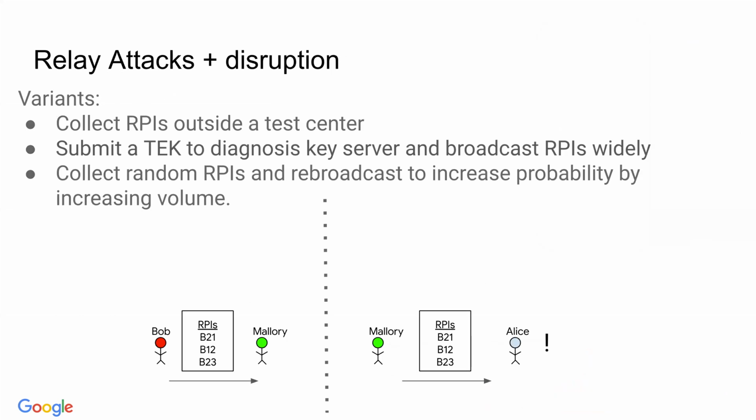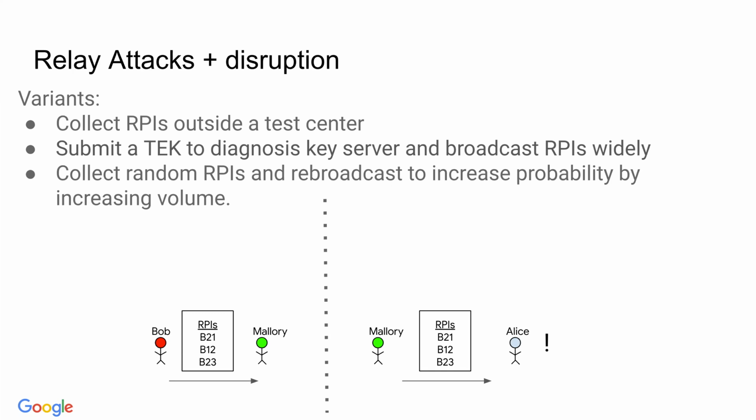All right, the next class of attacks that I want to talk about is relay attacks. This is a classic attack in the literature that applies in many areas of security, but also applies to exposure notifications. The basic idea is that the attacker gets hold of some RPIs that they know are going to be uploaded to a diagnosis key server and published to EN users in the next 14 days. And then they replay those RPIs to their target.